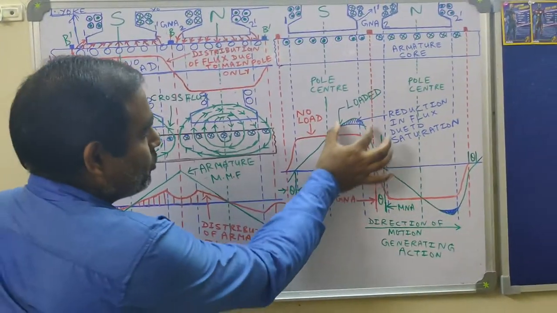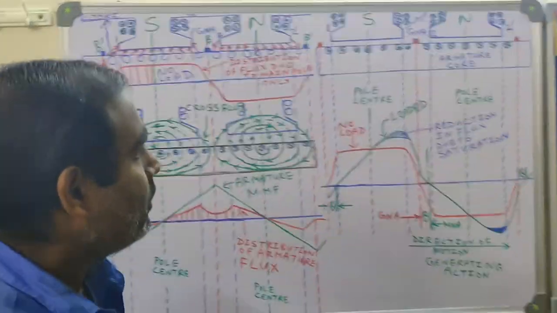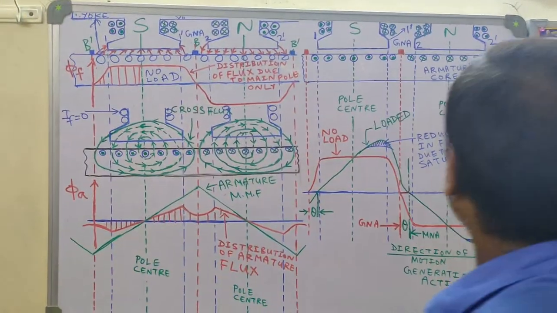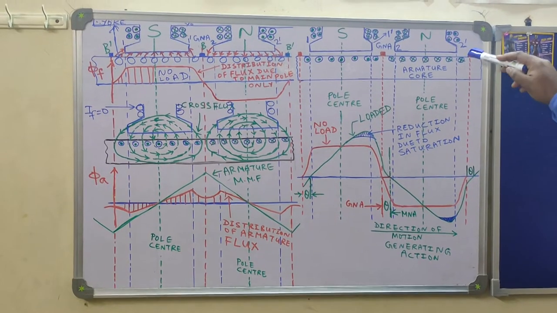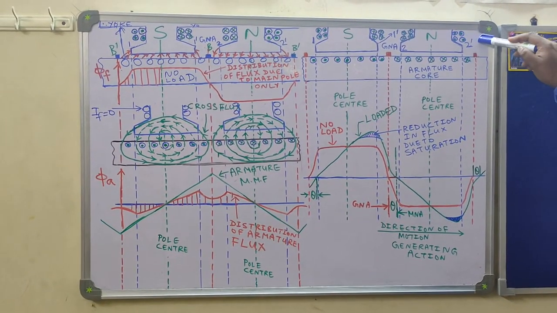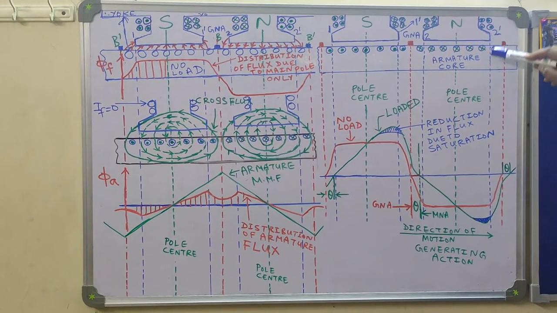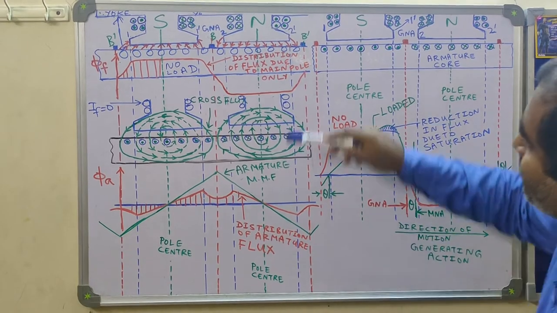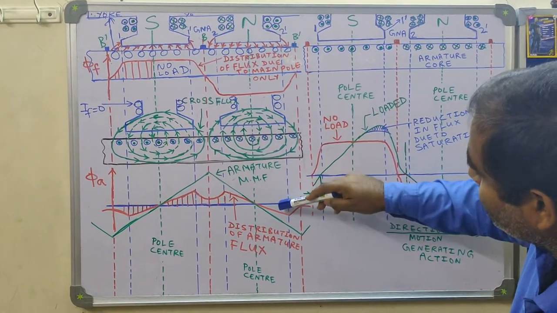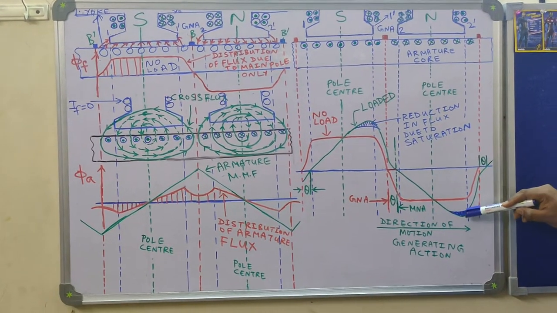So that's why in this portion the value is getting increased. And the same thing can be said for the north pole. That pole tip 2 dash is the trailing pole tip. So here at the trailing pole tip, that is pole tip 2 dash of the north pole, they will get added. Which will get added? Field flux and armature flux will get added, both are negative, so the value is increased here.